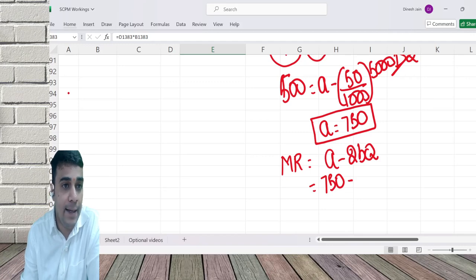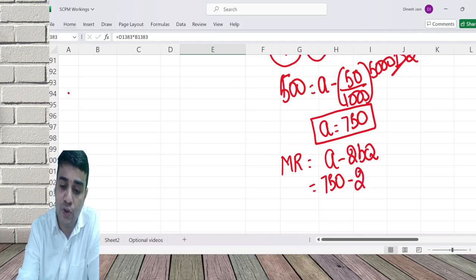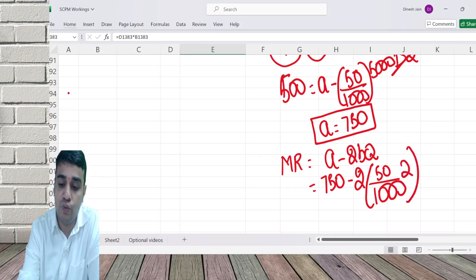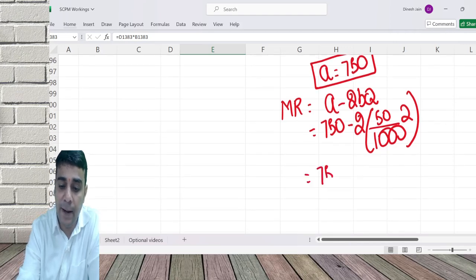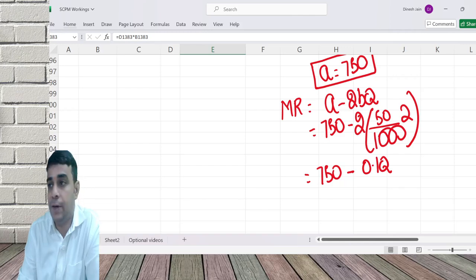750 minus 2 into 50 by 1000. Clear? To cut it simple, 750 minus 0.1 Q. 750 minus 0.1 Q.